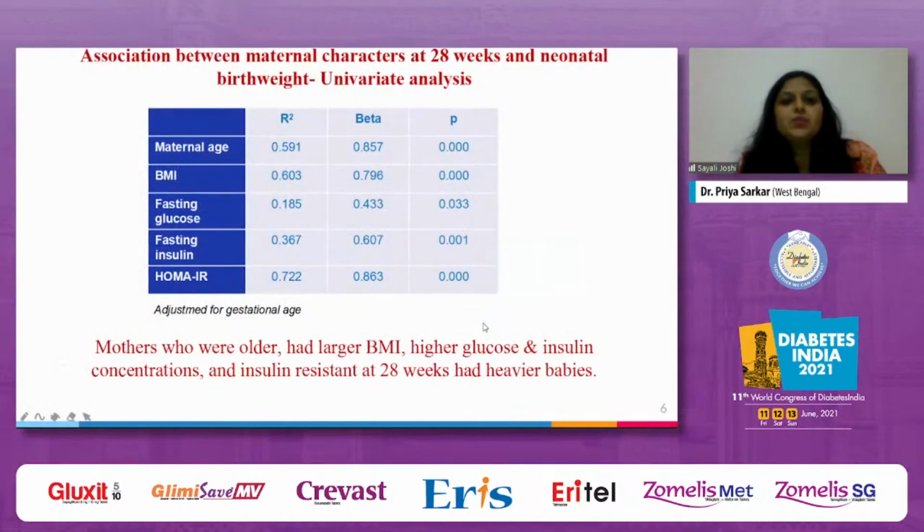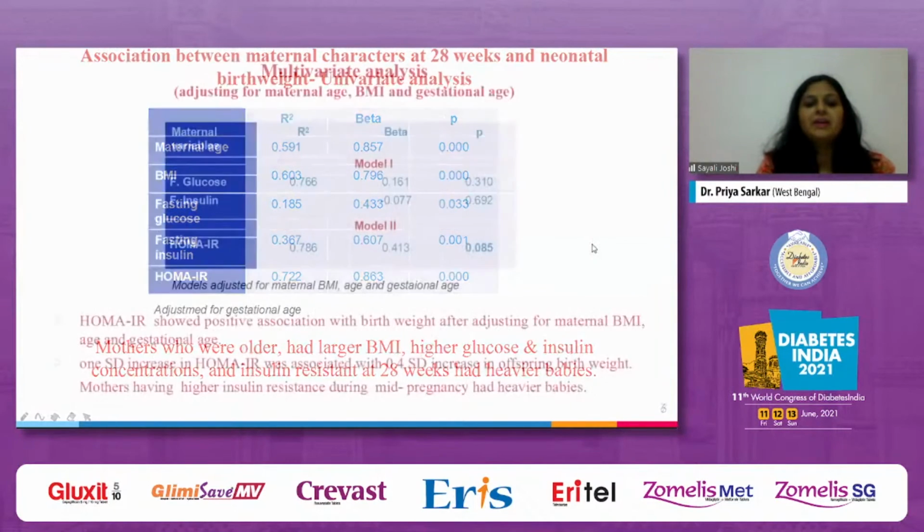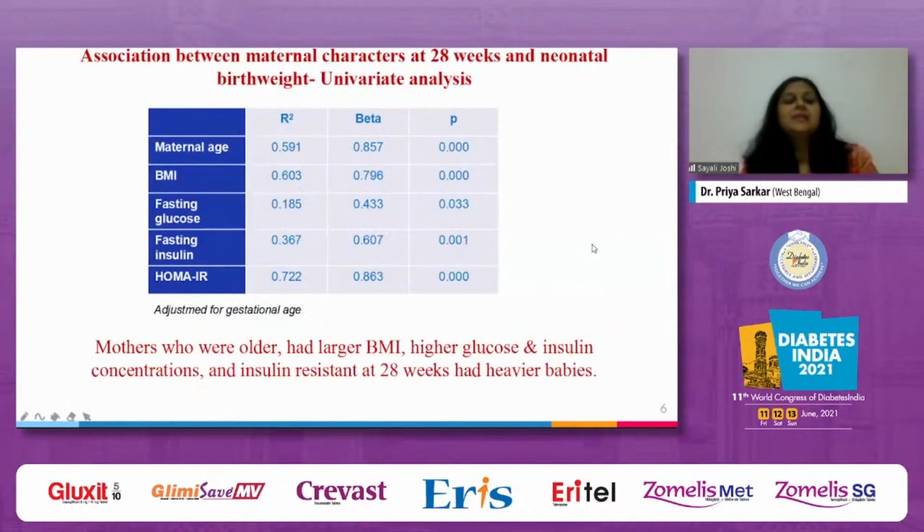Next, we examined the association between maternal characters at 28 weeks gestation with neonatal birth weight using a univariate linear regression. We observed that maternal age, maternal BMI, fasting glucose, insulin, as well as HOMA-IR were positively associated with neonatal birth weight after adjusting for gestational age. This implies that mothers who were older had larger BMI, had higher concentrations for glucose and insulin, and importantly, those who were insulin resistant at 28 weeks had heavier babies.